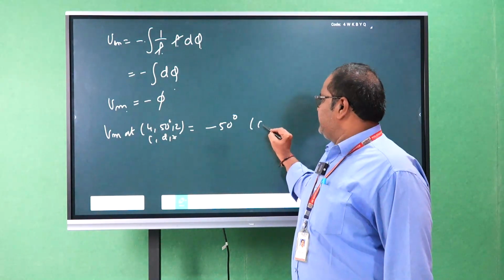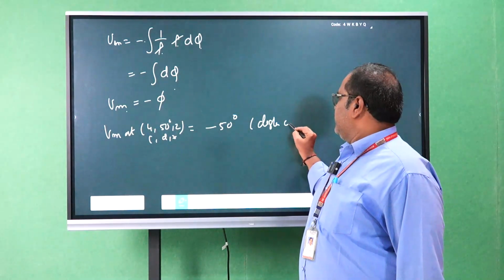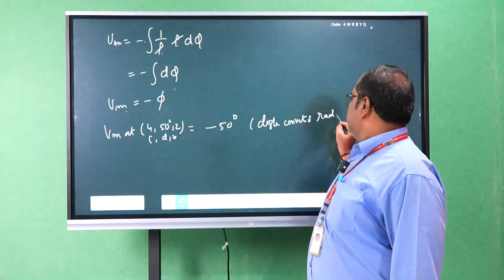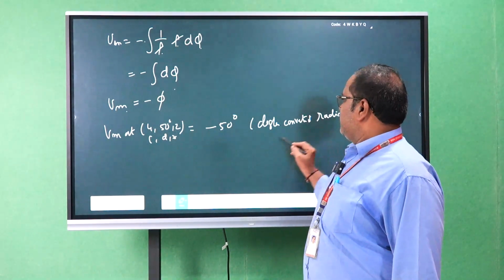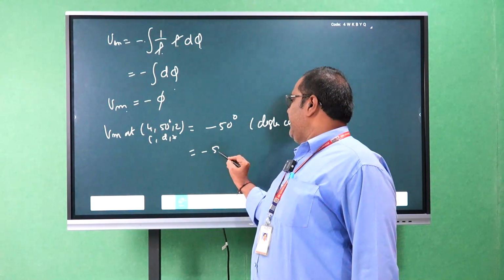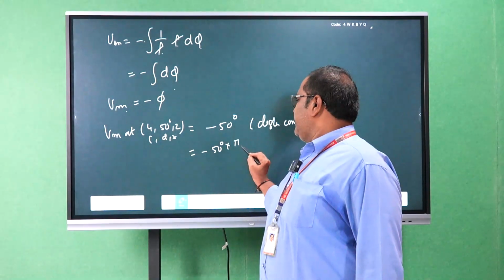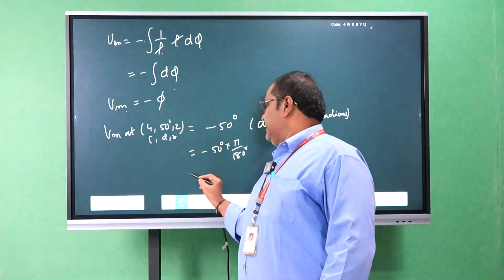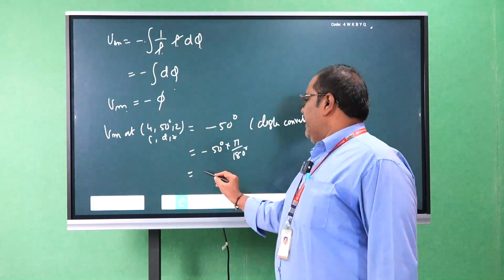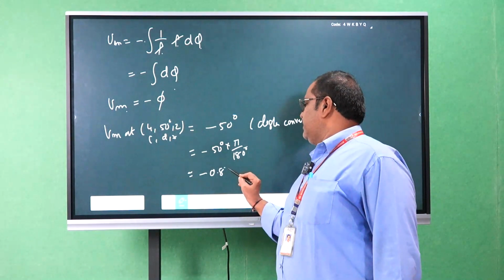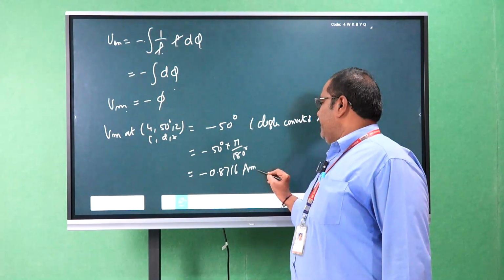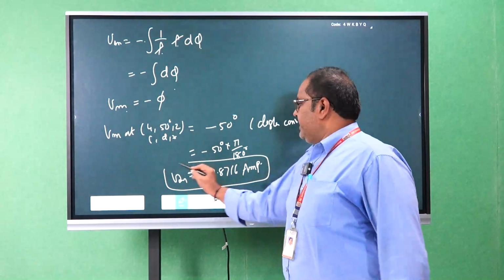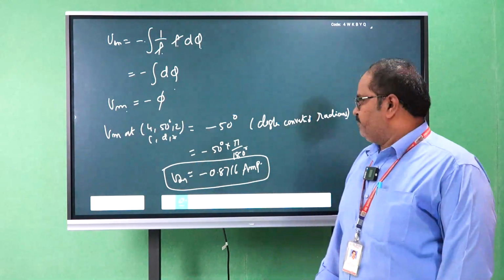Therefore, the degrees must be converted to radians. Therefore, minus 50 times pi by 180. Approximately minus 0.8716 amperes. That is the Vm. This is a very, very important problem in GATE 2015.